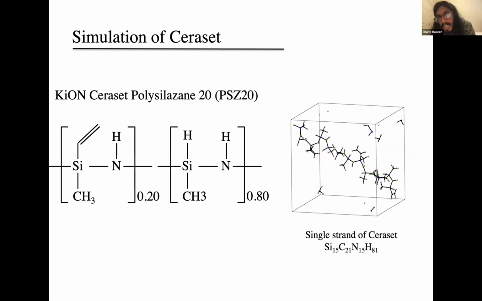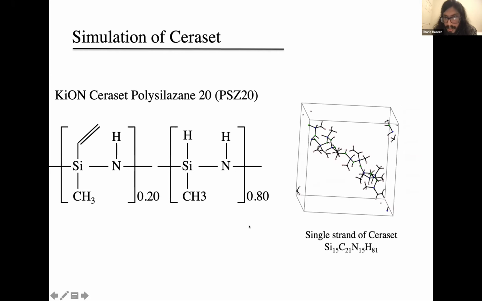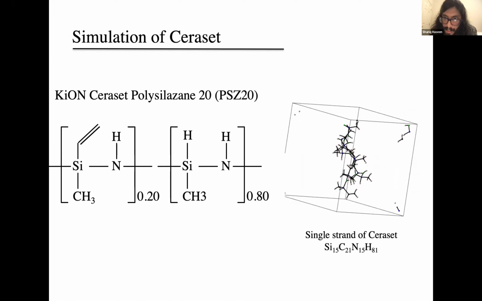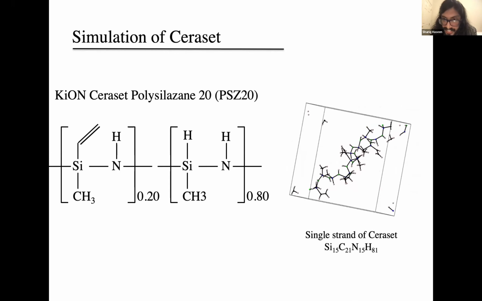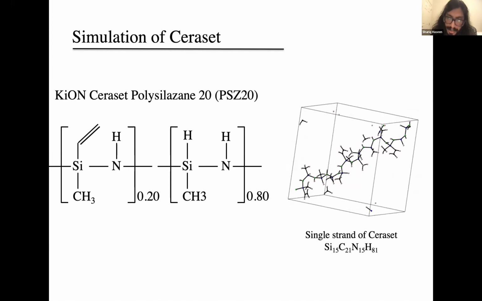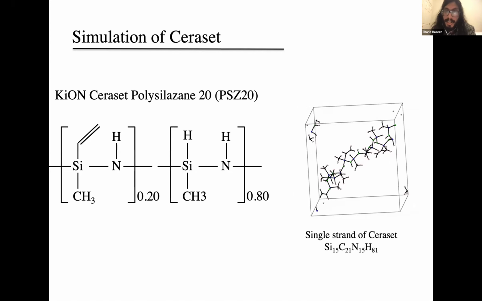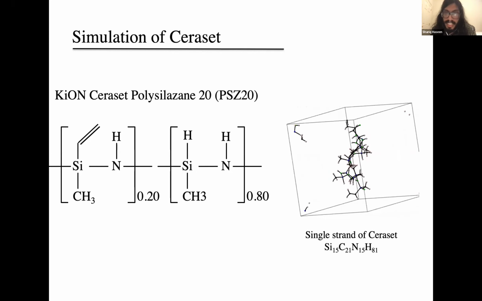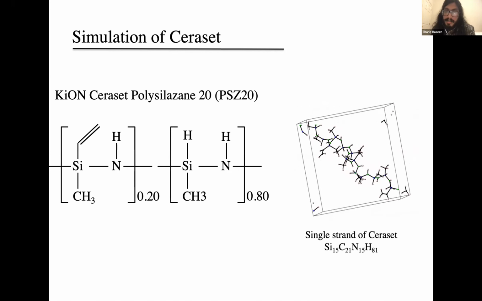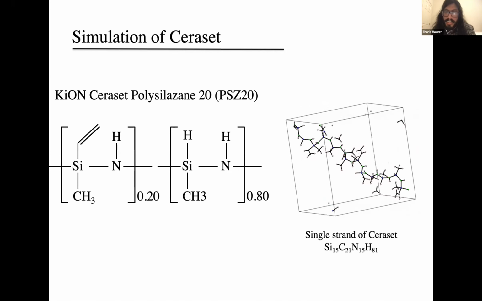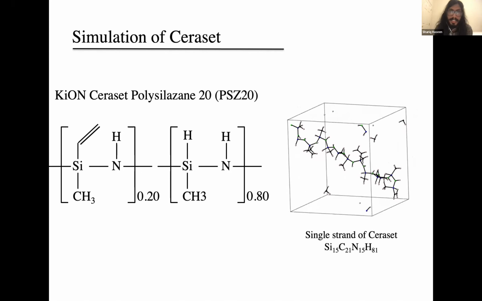And on the right is how we model it. This is a single strand of Ceraset. So there are periodic boundary conditions. The green spheres are nitrogen. The blue is very hard to distinguish. The blue and black are going to be silicon and carbon respectively, and the pink is hydrogen. But you can kind of see how it looks. This is, again, an infinitely long strand due to periodic boundary conditions.